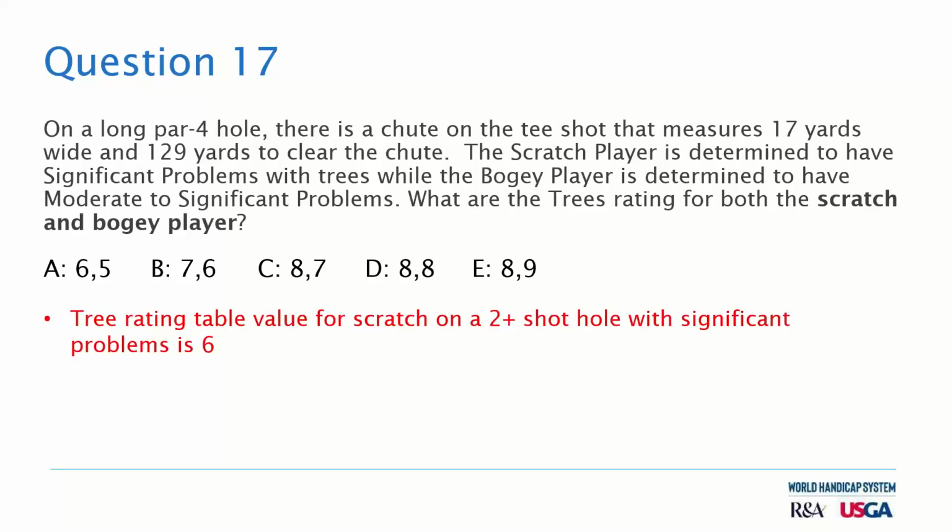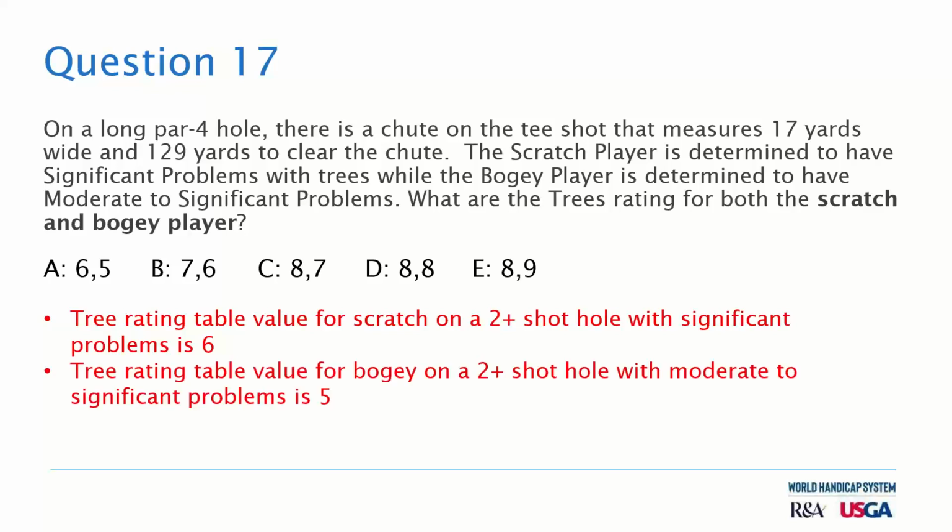Well, the tree rating table value that we take a look at, this is definitely a 2 or more shot hole because we see it's a long par 4 hole. We're going to use the bottom row to find our values. And just looking at the table value to start off with on a 2 or more shot hole with significant problems for the scratch player is a 6.